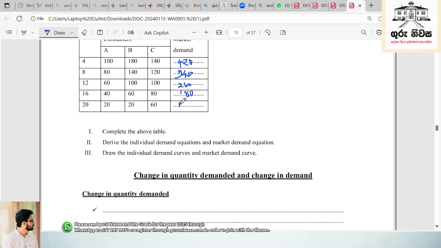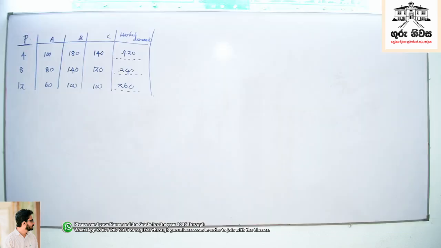Now you know how to derive demand equations. Now I want you to derive the demand equation for A, B, C and for the market. And the last one, draw the individual demand curves and market demand. Okay, let's calculate. Derive the demand equations for A, B, C, and market.